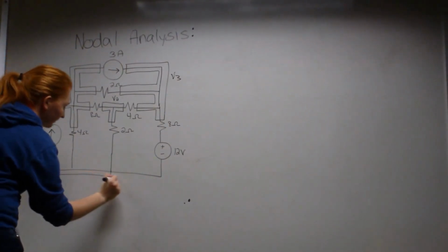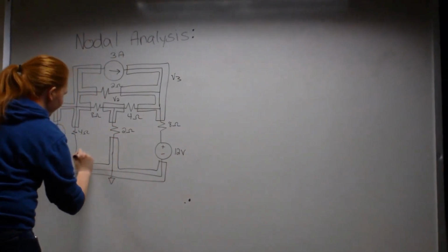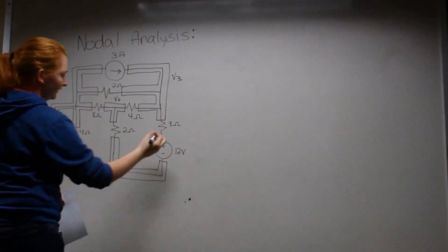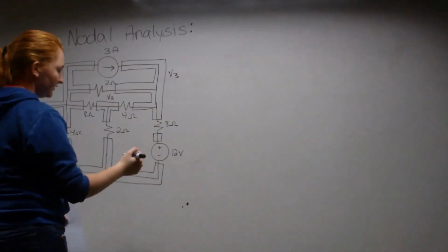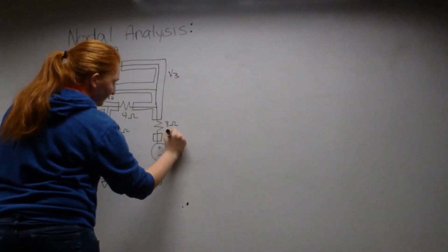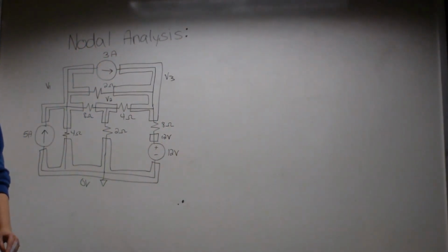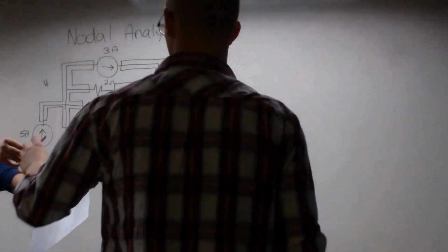This node that's attached to ground can be labeled as having 0 volts. And this node connected to the source can be labeled as having 12 volts. So Brett, go ahead and do the initial equations. Sure.